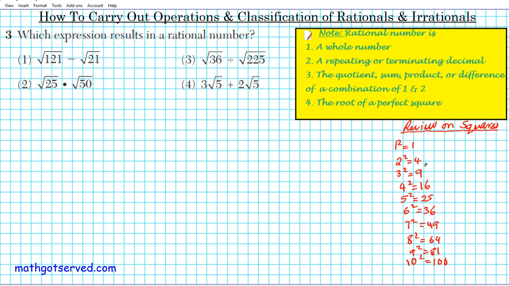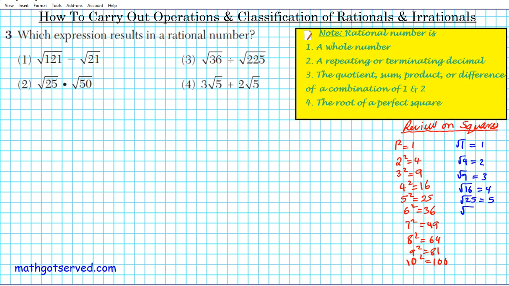What do these numbers tell us? Well, they tell us what the roots are. If you root the right side, you get the left side. So the square root of 1 is 1, as we can see. The square root of 4 is 2. The square root of 9 is 3. The square root of 16 is 4. The square root of 25 is 5.